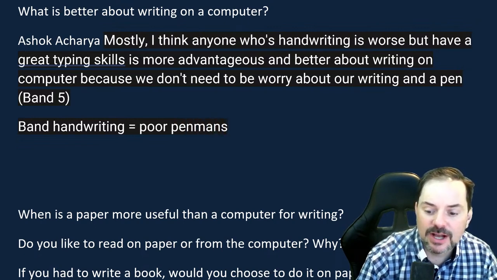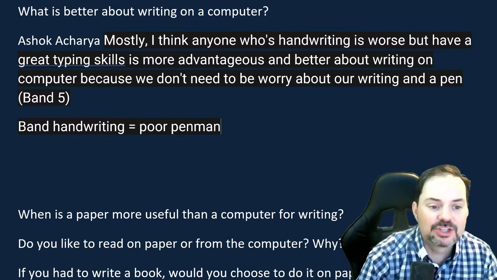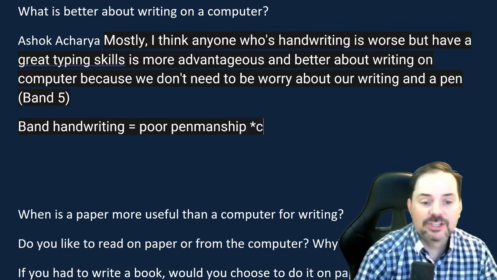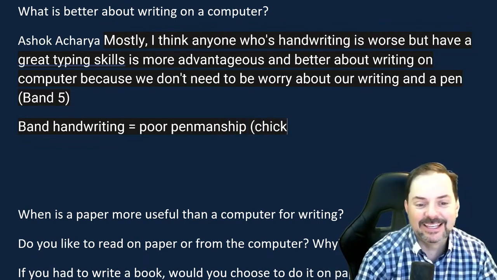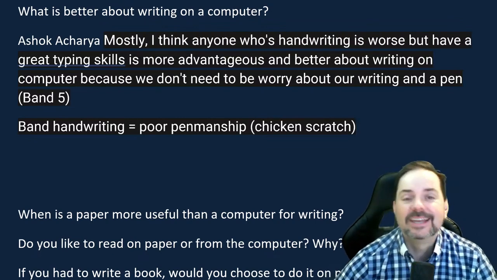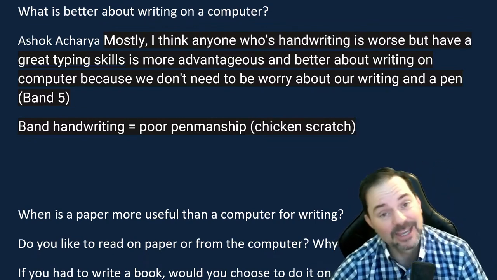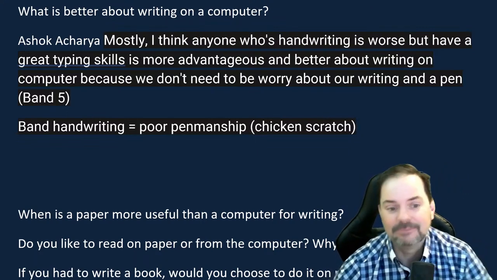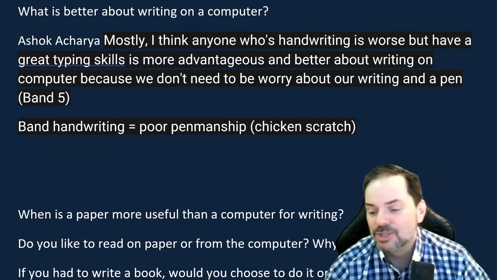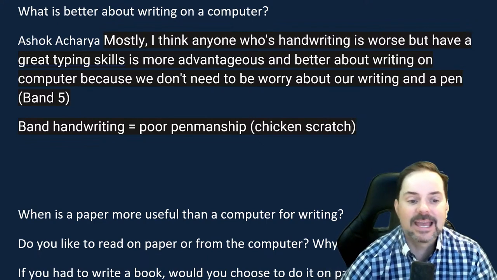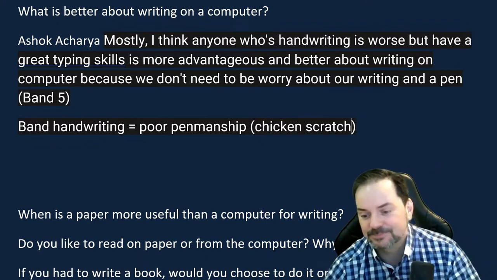Very good, Sandrine Gun. First one out of the gates. Poor penmanship. Okay. Or as I like to say, chicken scratch. Sometimes my handwriting looks like chicken scratch, okay? That's an idiomatic expression, and it is okay to use. If you can use that vocabulary, that will impress the examiner. They'll go, oh, you know that expression. Okay, so chicken scratch. Poor penmanship is the professional way. This is the slang way, chicken scratch, okay?